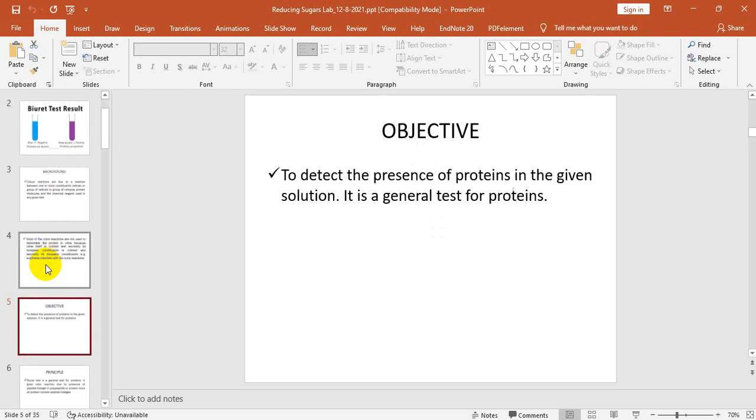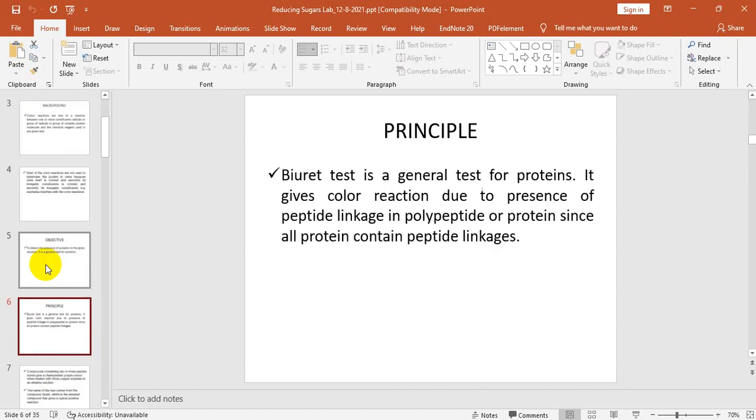The Biuret test is a general test to determine the presence of proteins in a given solution. So if you want to find out whether there is protein in a given solution, we use the Biuret test, and it detects the presence of peptide linkage in polypeptides or proteins.